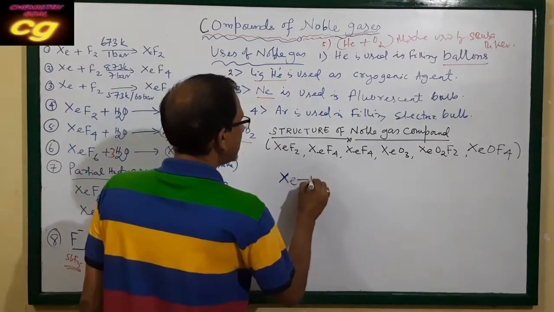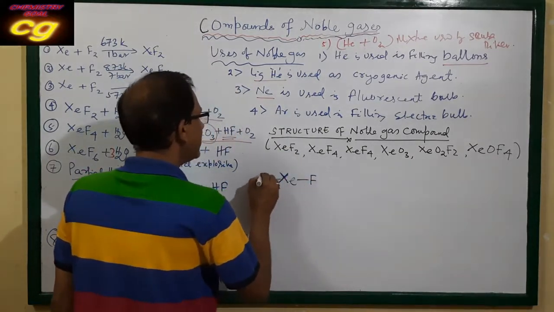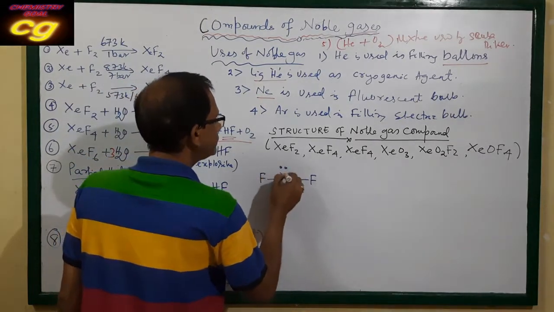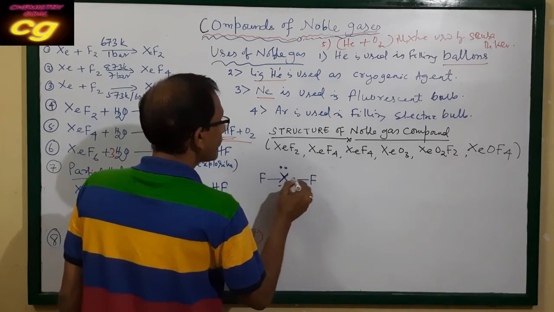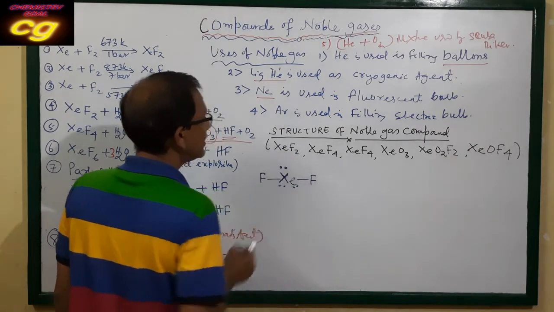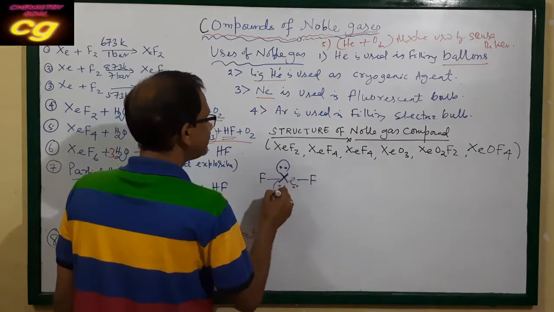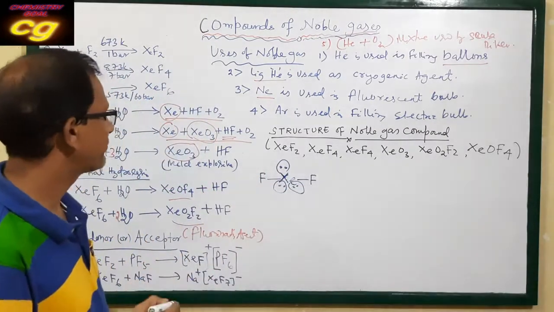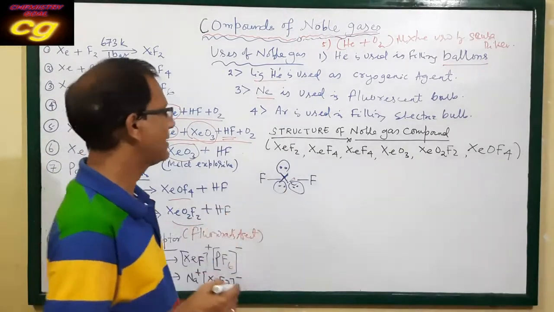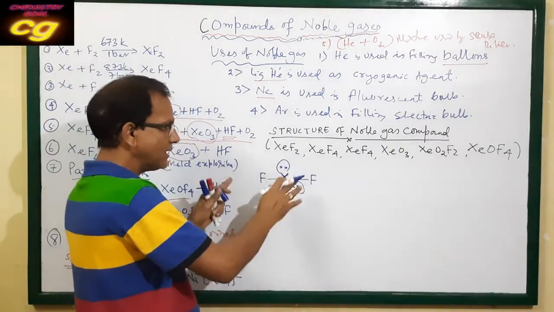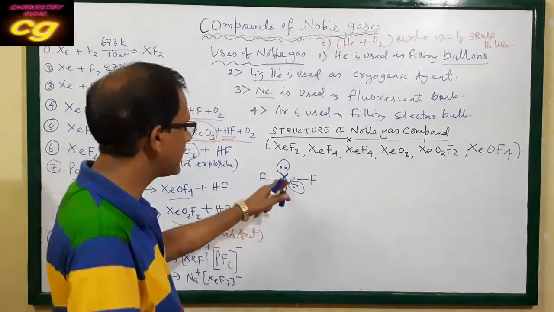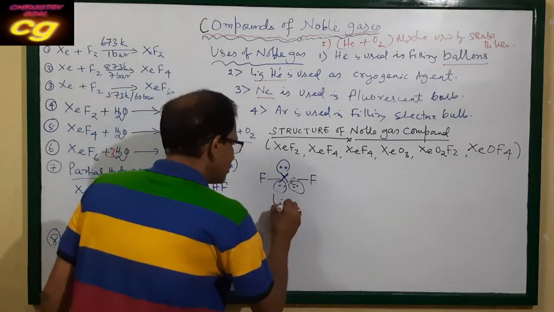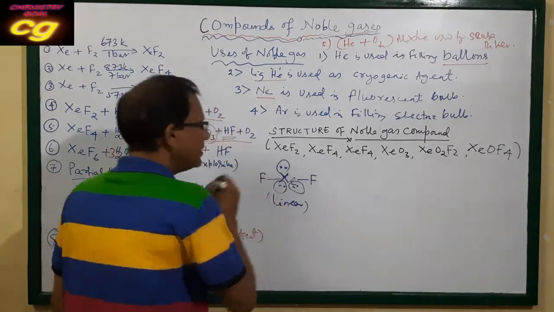So out of 8, 2 are combined with fluorine. Then how many remain? Remaining 3 pairs. These three pairs are arranged around the xenon, with the two fluorine atoms, forming a linear structure. So the structure is linear.